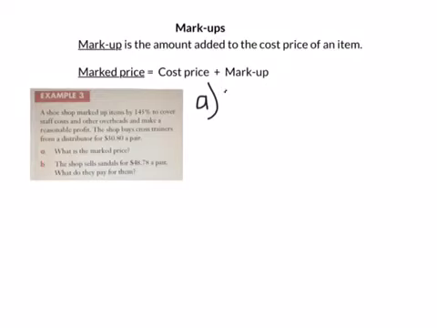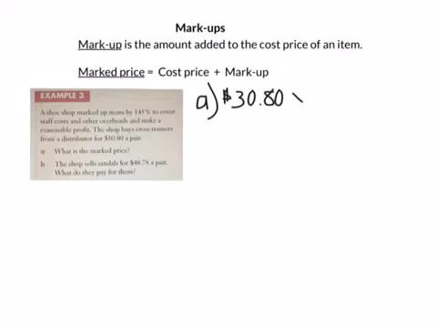We know our cost price is $30.80. Now, in order for us to increase it by 145%, that will just give us the markup, okay? It won't give us the marked price. It'll give us what we're going to mark it up by. So let's just show you how to do that.